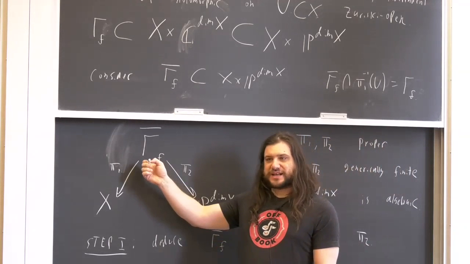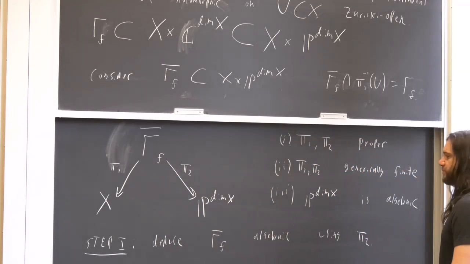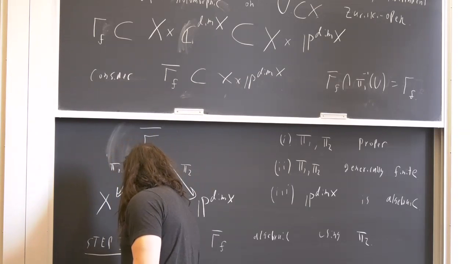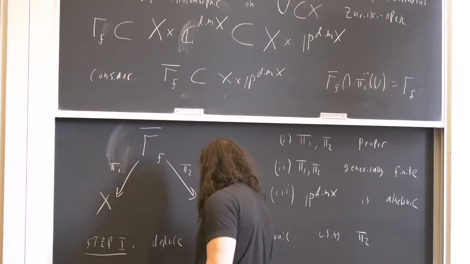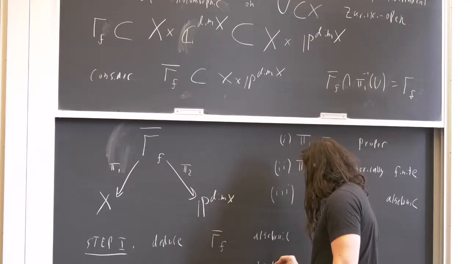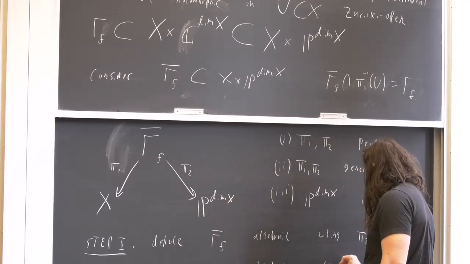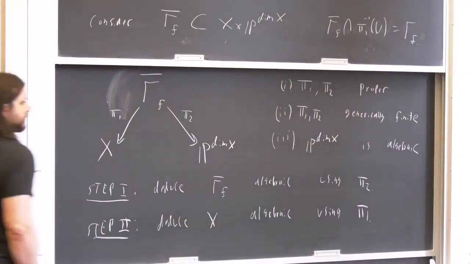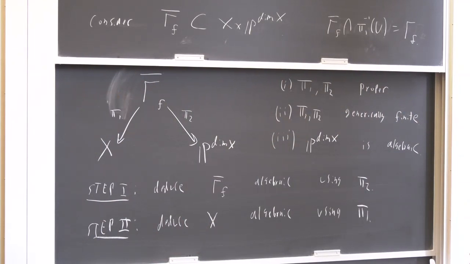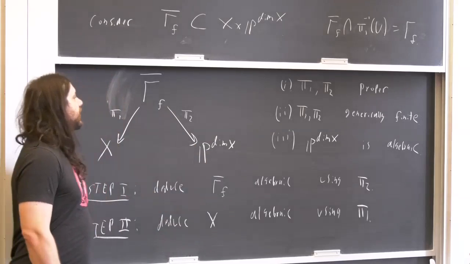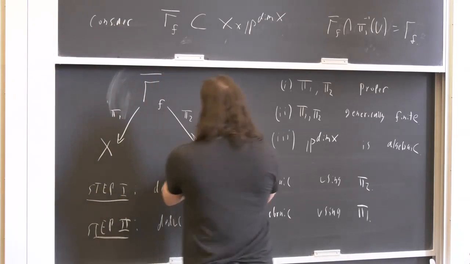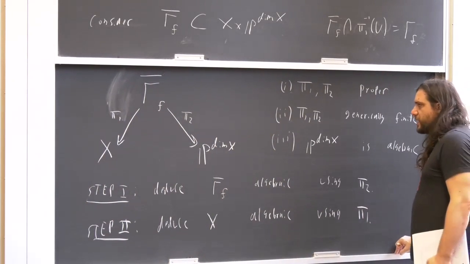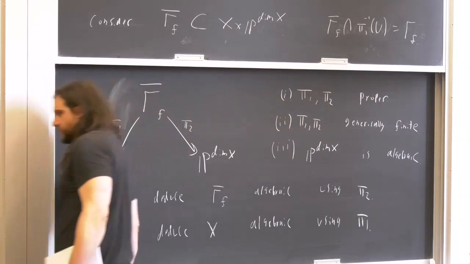You show that any finite cover like this of an algebraic space has to be algebraic itself, any generically finite cover. And then step two, unsurprisingly, is to deduce X is algebraic using pi1. So the idea is you relate compact analytic spaces to each other using these kind of maps, which we'll talk about more in a second. And you show that you can both go up in terms of an algebraic structure, and you also come down. Okay. So that's how the proof goes, very, very loosely.